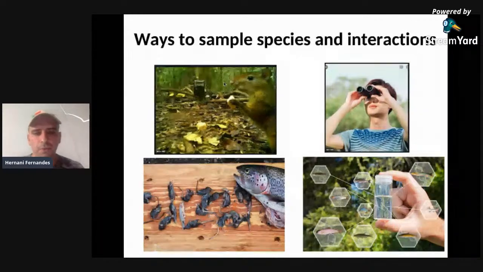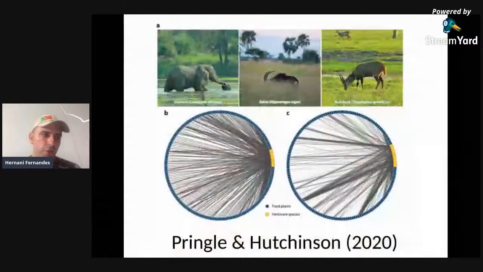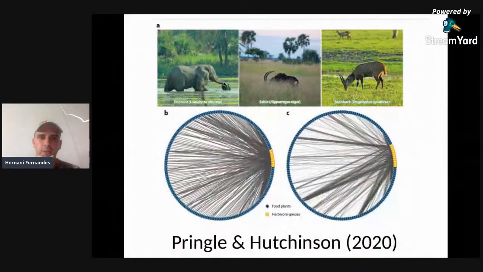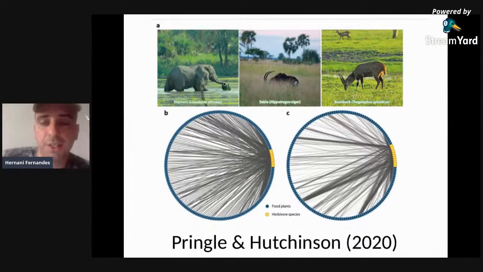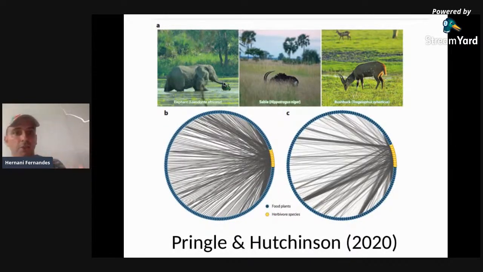This is an interesting study from Pringle and Hutchinson. They added molecular methods to describe the interactions of some herbivores in Africa, in Gorongosa National Park. And they saw that by adding molecular methods, as we have talked about before, they added many more links, and they considerably changed the structure of the network of interactions. So when you add molecular data, you're not adding just more information. You're actually changing the way that we perceive the structure of these networks, or our understanding of how they actually are so far.